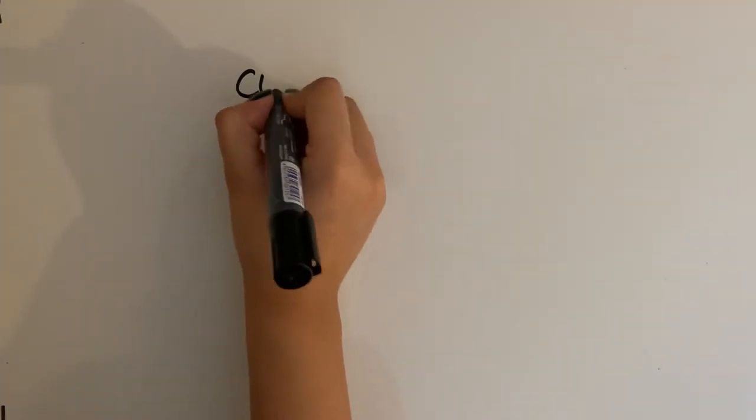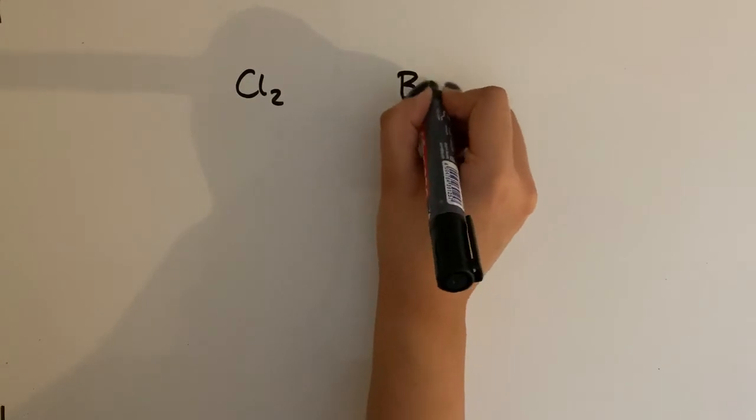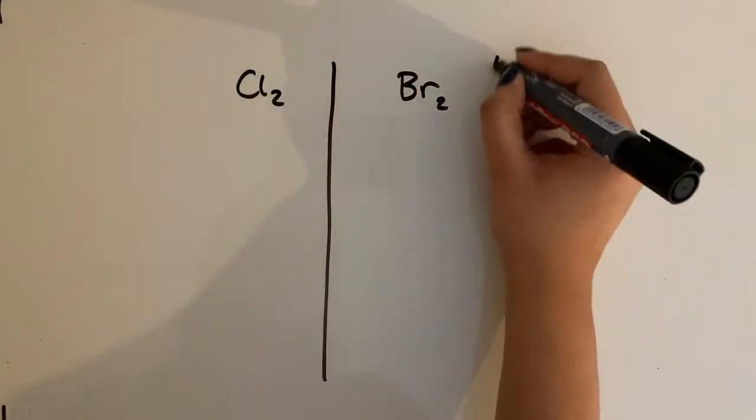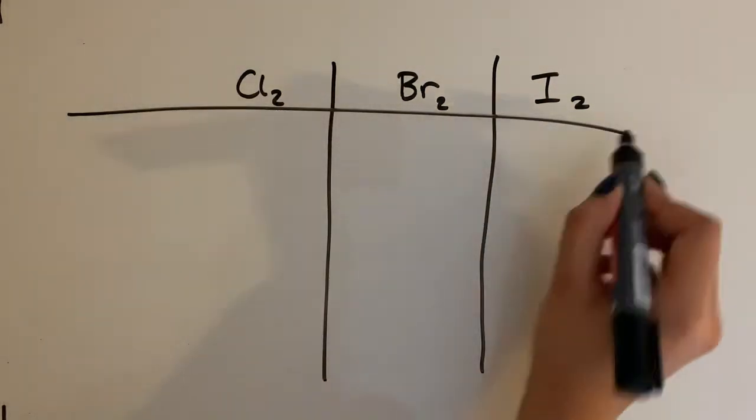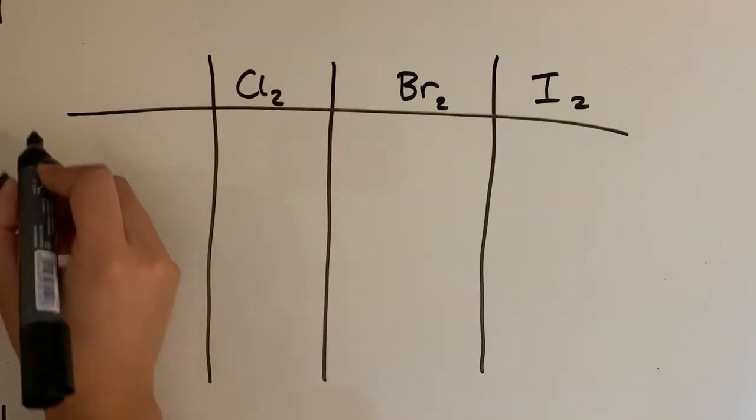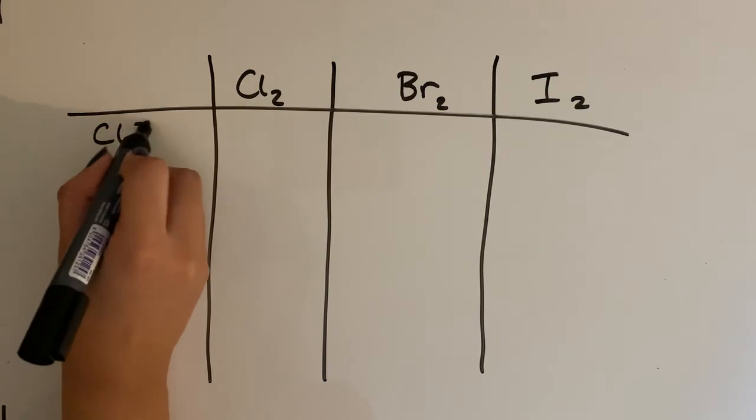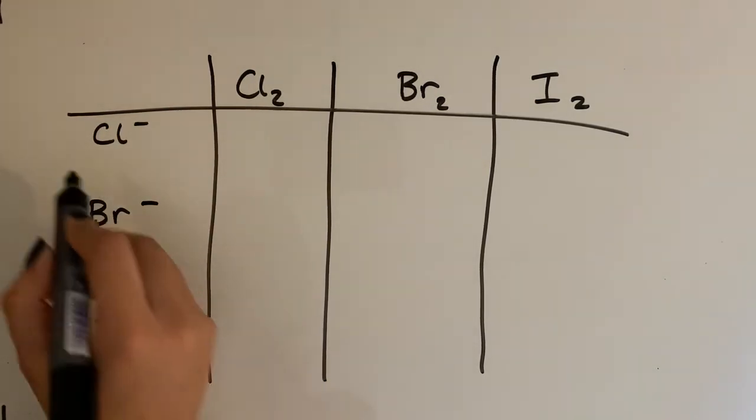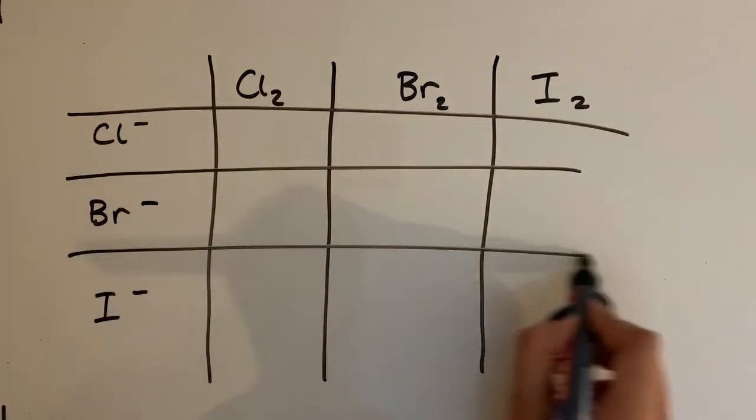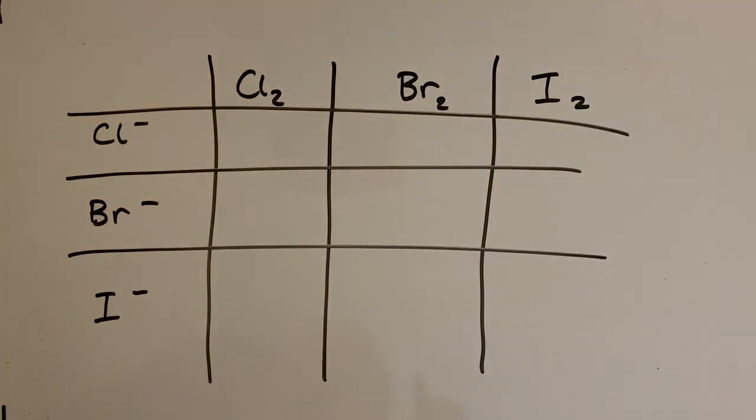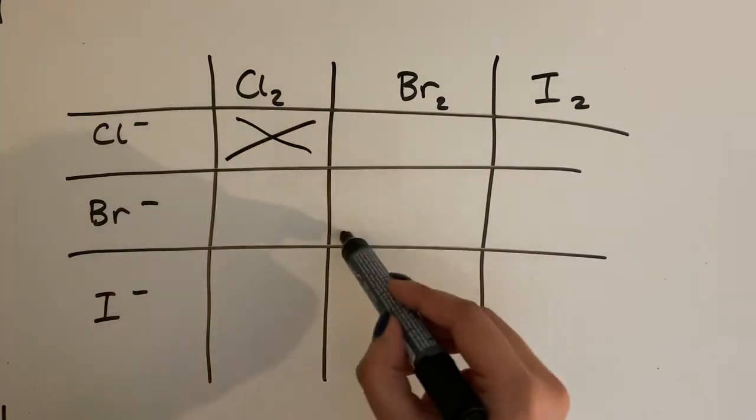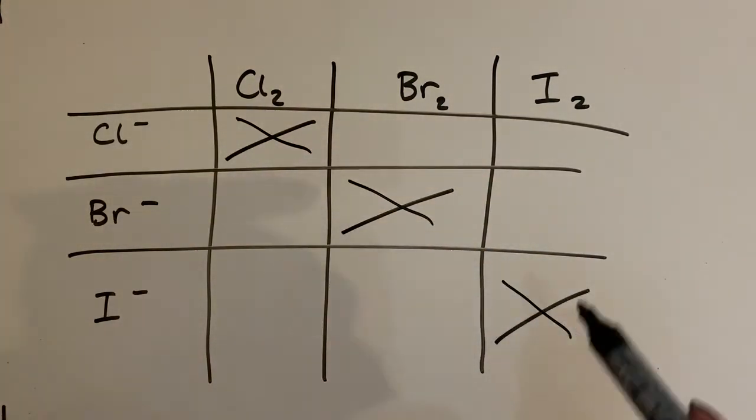Okay, so in terms of the reactions that do occur between these halogens and halides, I'm going to sketch a quick table. I'm going to have the halogens at the top and the halides along the sides. Like this. We don't really react the same halogens together because there's no point in doing that, so I'm going to cross those out.